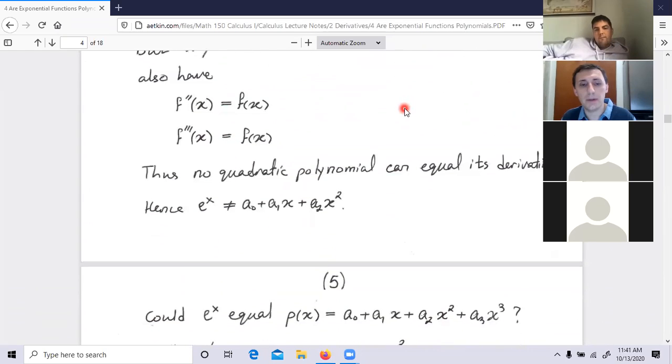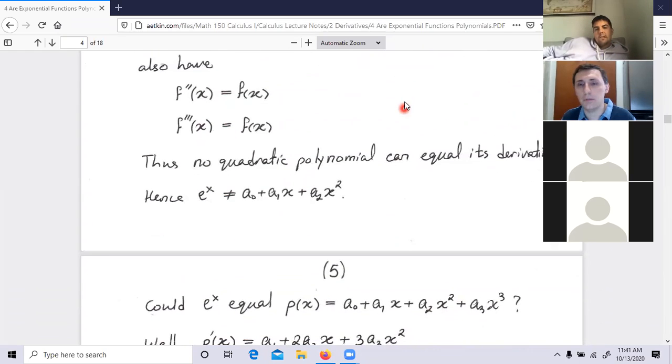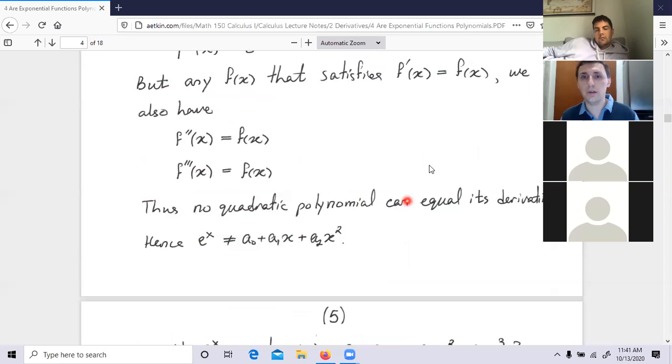All right, what about, could e to the x then equal a cubic function, a cubic polynomial? You see, I'm trying, maybe if I add up terms, maybe I will be able to simulate e to the x. Could it possibly equal a cubic polynomial? I wait for your replies. Right, and be very certain, right?